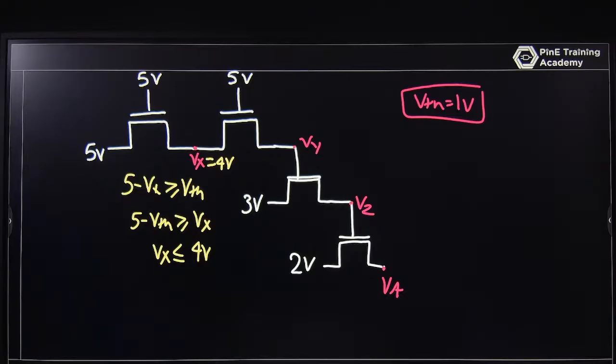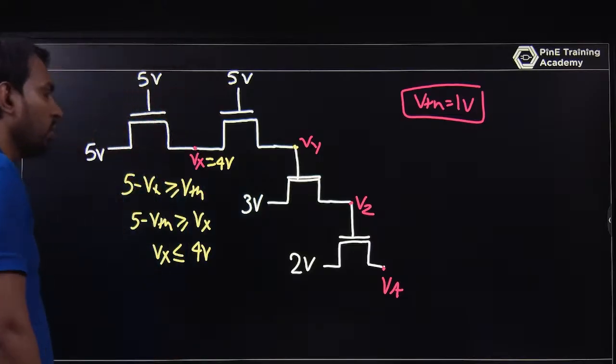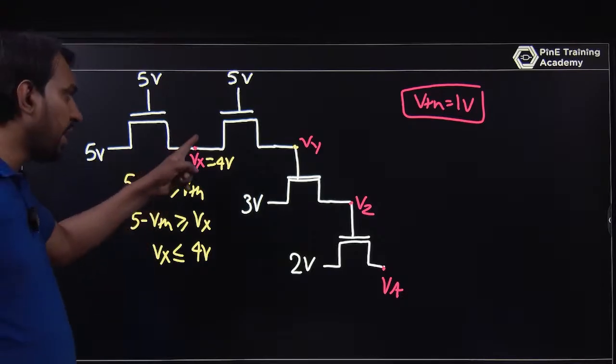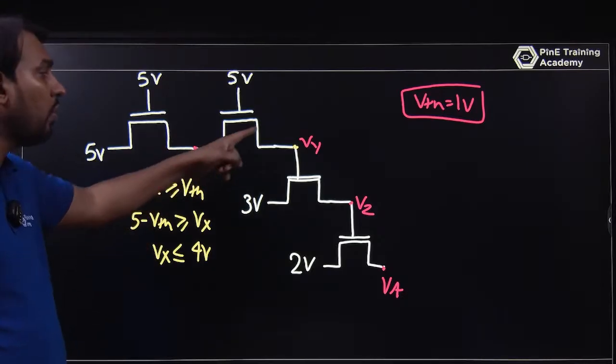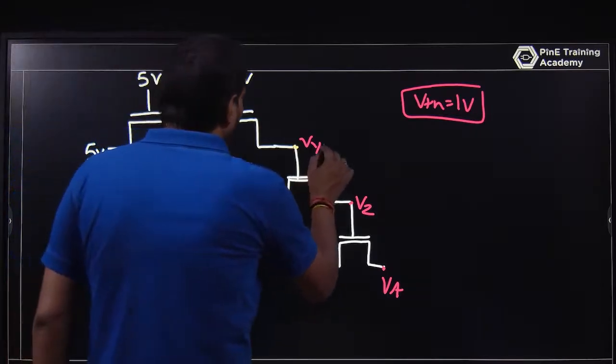Let's talk about Vy. If you talk about Vy, so Vy is what? That is 5 minus Vy is greater than or equal to Vth. So Vy can be 4 volt. Just check it, what is the drain voltage? The drain voltage is 4. So the source voltage can be 4. So Vy would be 4 volt.